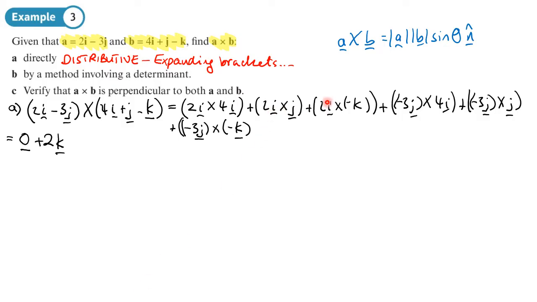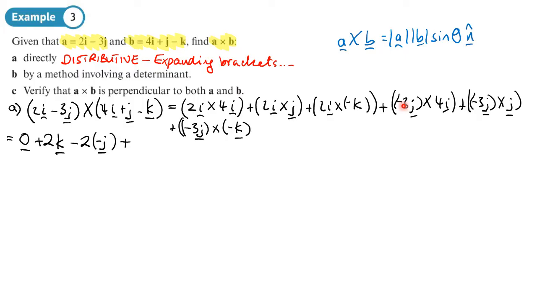Moving on to the next bracket, this one here. Now I'm actually going to bring the negative out and do 2 times negative 1, so I get negative 2. That means all I need to then work out is what i cross k is, and if I work out i cross k, that is going to be minus j. Again, look at the previous example, you'll see that i cross k, because we've taken the negative out, is negative j. So negative j.